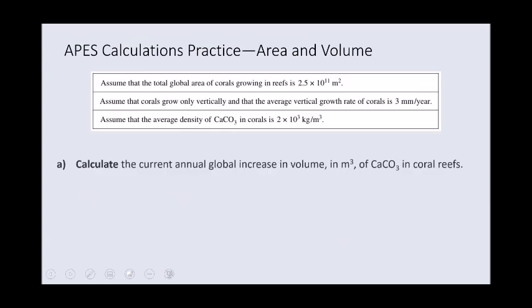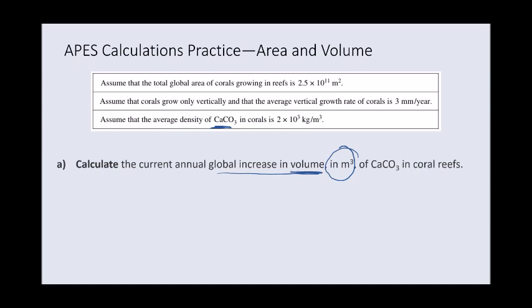So let's look at A first. Calculate the global increase in volume, meters cubed. So I'm going to look over at my assumptions. The only thing that is in meters cubed right now is the density. And we're not worried about calcium carbonate yet. We're wanting to know the increase in the volume.